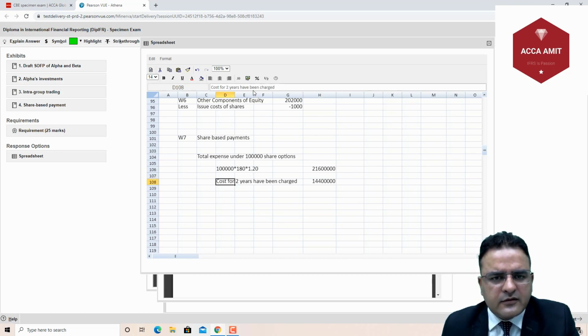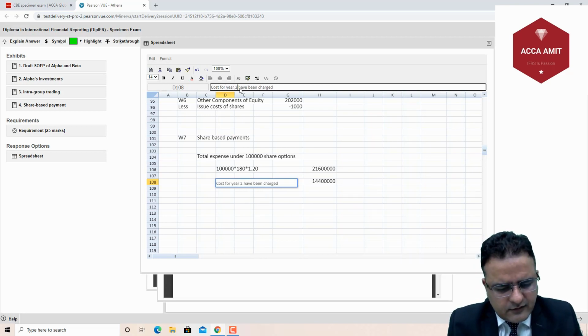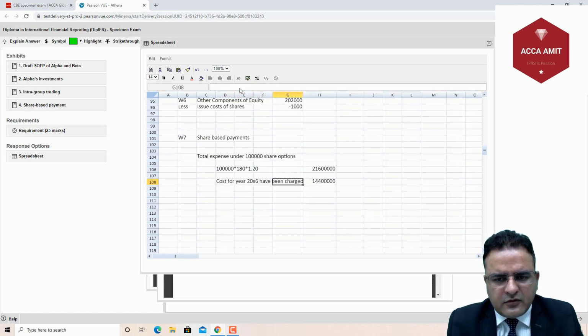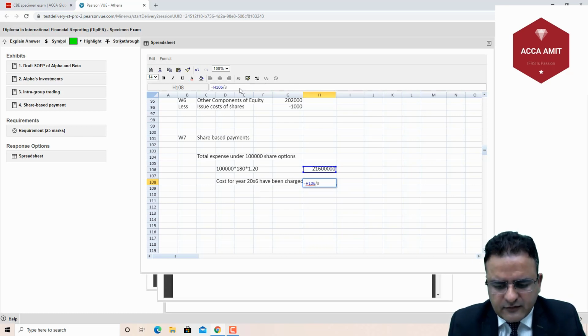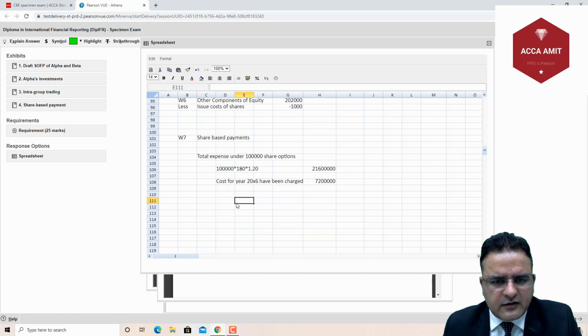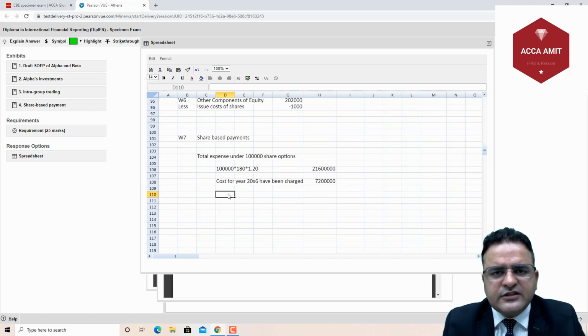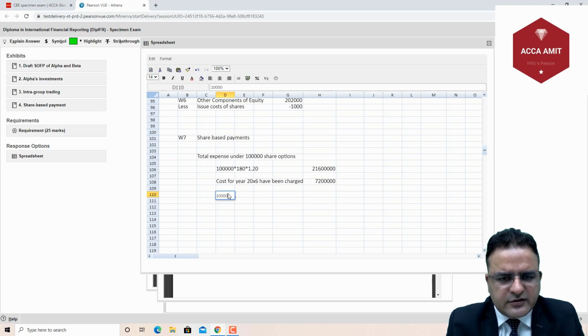Cost for year 2006 has been charged, which turns out to be equivalent to, this is the cost for 3 years, and 1 year cost has been charged. The liability changes now, not the liabilities, the equity reserve changes now, at 100,000 share options.